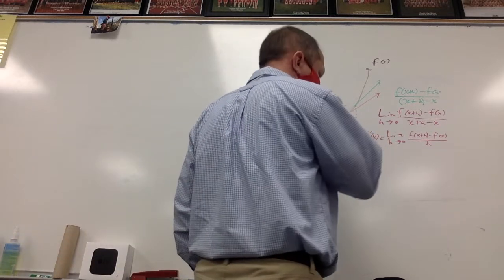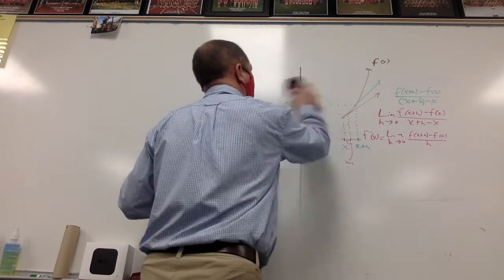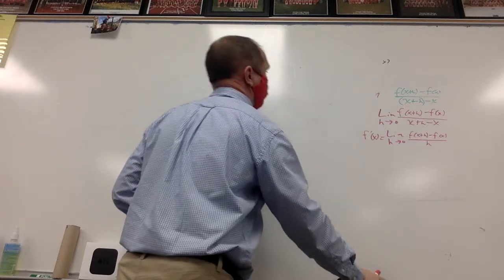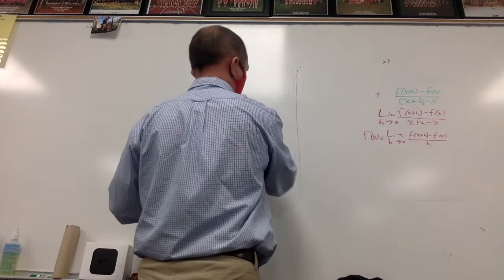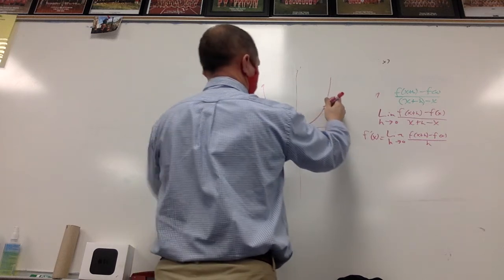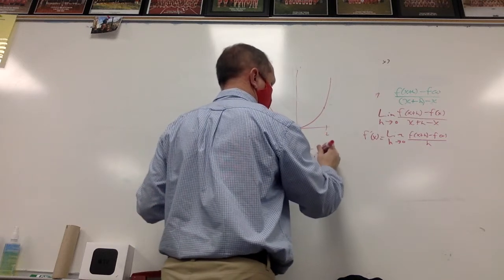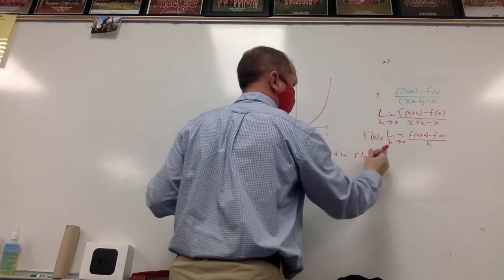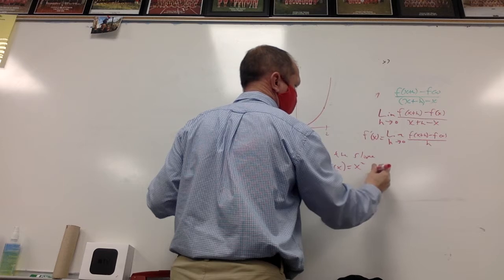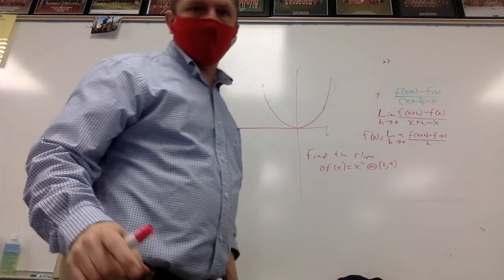So let's take this back into consideration, and let's go back and look at the parabola that we had earlier. And let's say that we want to know what the slope is at this point when x is 2. So find the slope of f of x equals x squared at the point 2, 4. And I'm going to do that problem on my next video here.